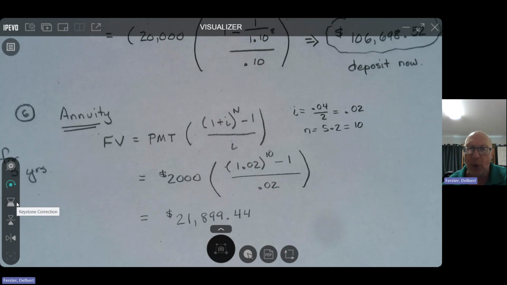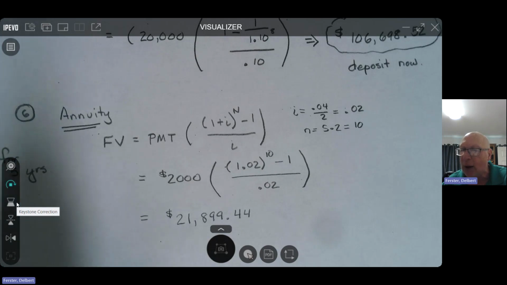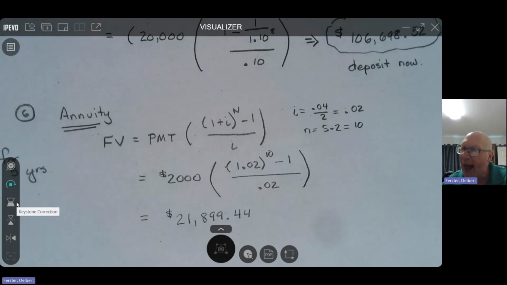So the first thing we're going to do is we're going to figure out the future value of that annuity. All right, so we're going to set up to a place where we're going to say, all right, we're going to put $2,000 in twice a year. So in terms of context here, your period is a half a year. So the compounding interest rate every half year is 2%, 0.04 cut by 2. The number of compounding periods, N, is the 5 years times 2 per year, or 10.